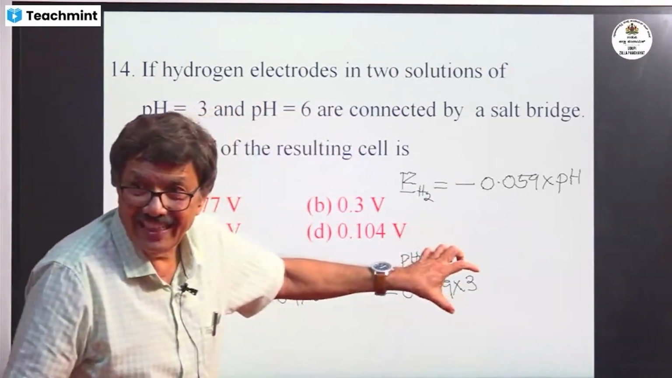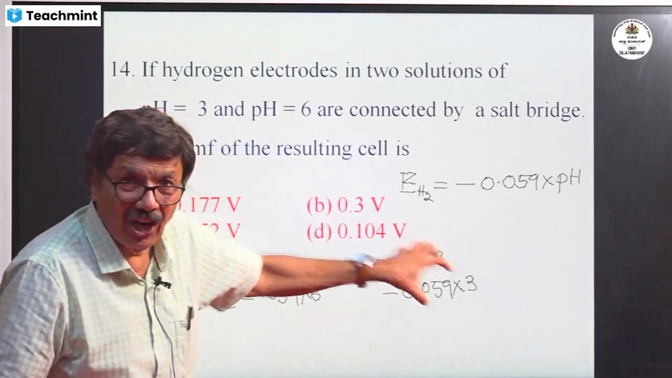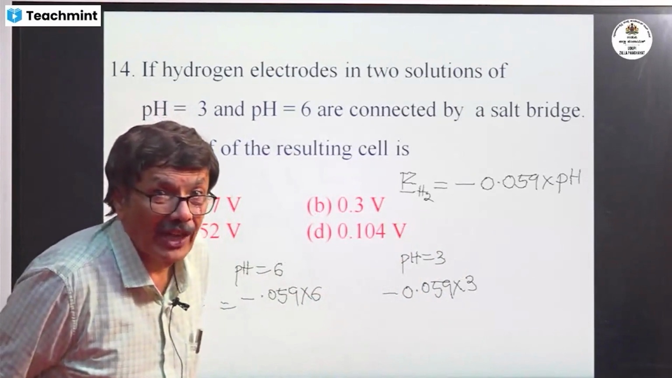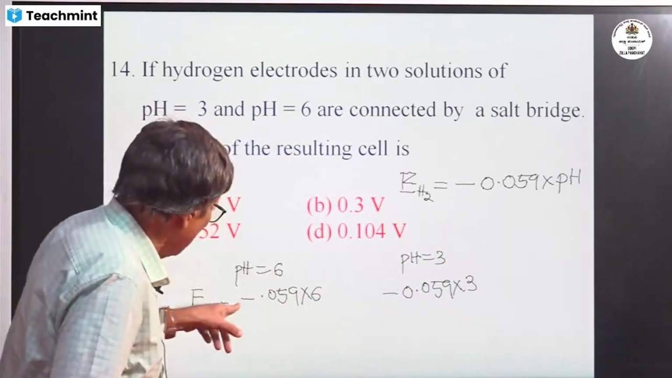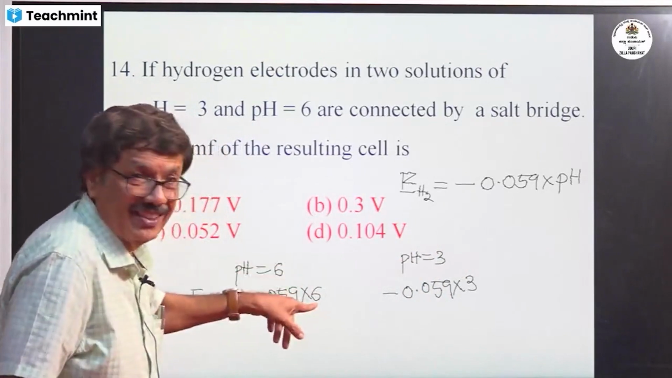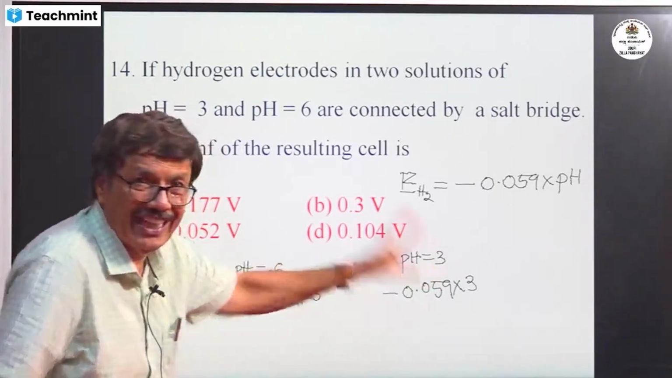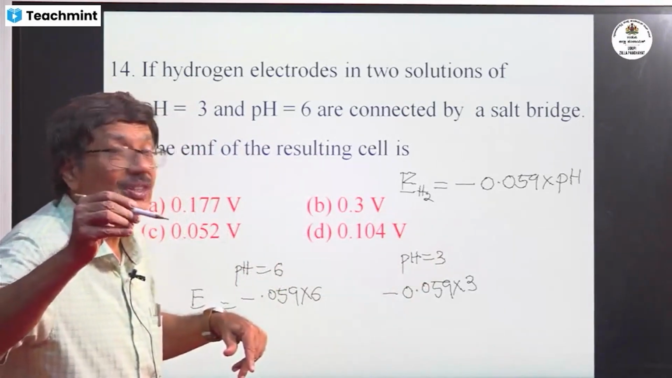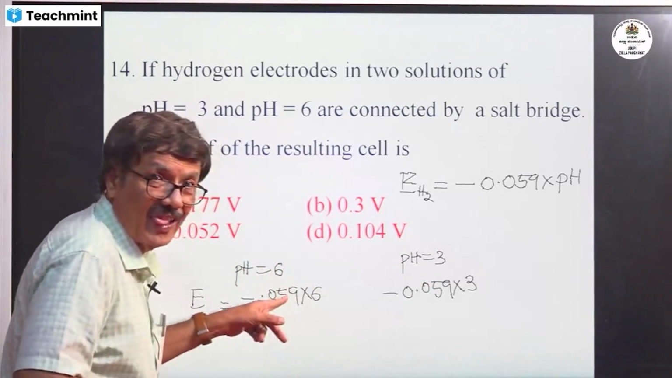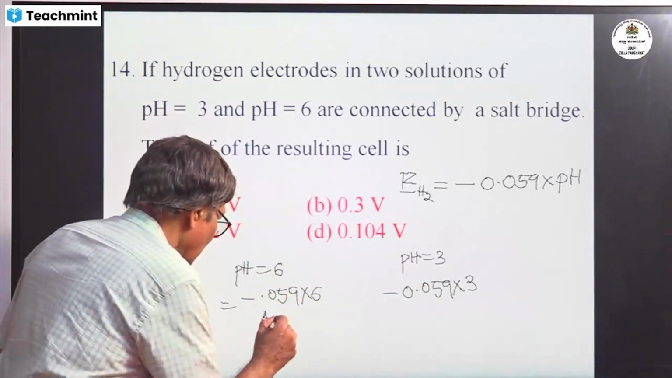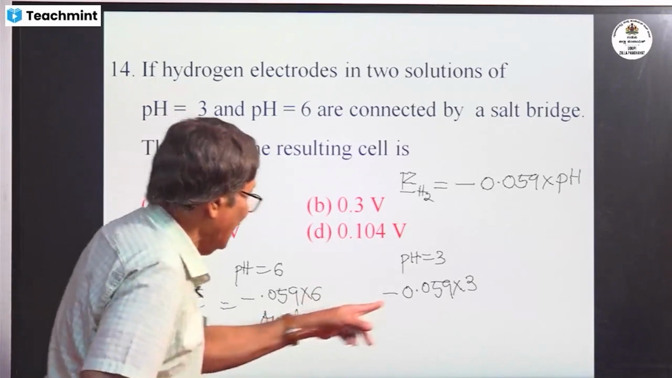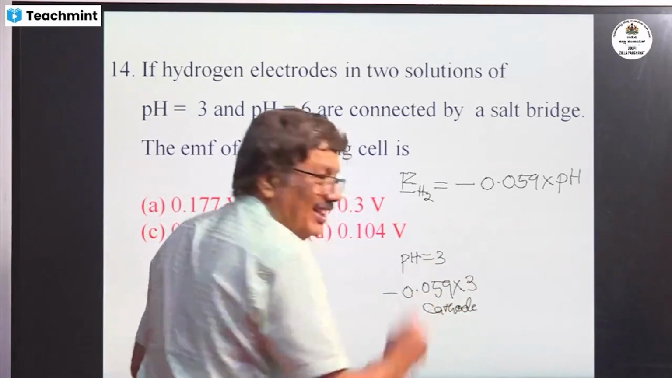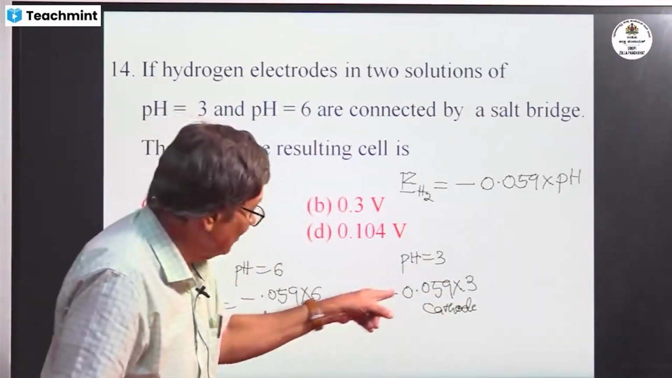So these are the electrode potentials of these two hydrogen electrodes. Now just see which one is lower value and which one is higher. This is minus 0.059 into 6. This is minus 0.059 into 3. Which one has the higher value and which one is smaller? This is the smaller value, isn't it? This is anode. This is the higher value. This is cathode. Anode minus cathode. Correct? Because it is really higher.